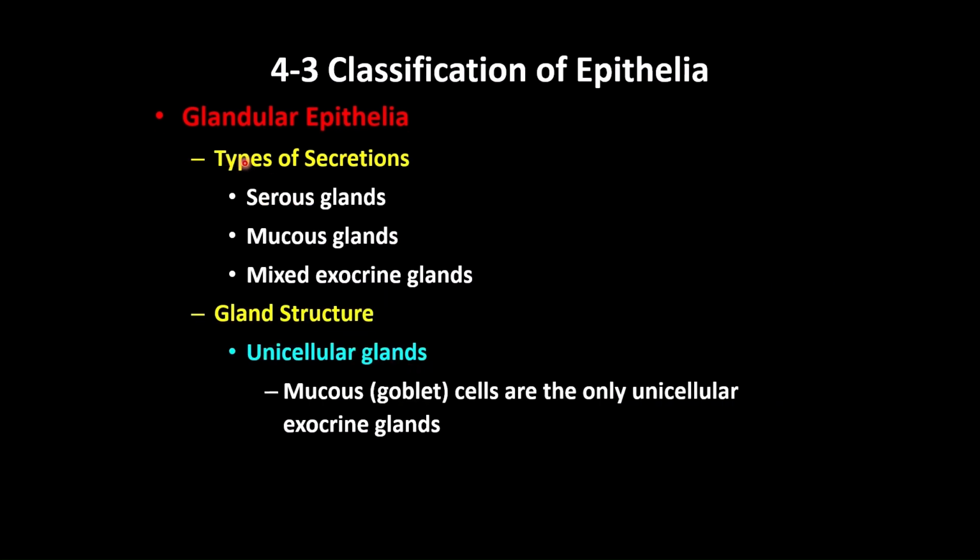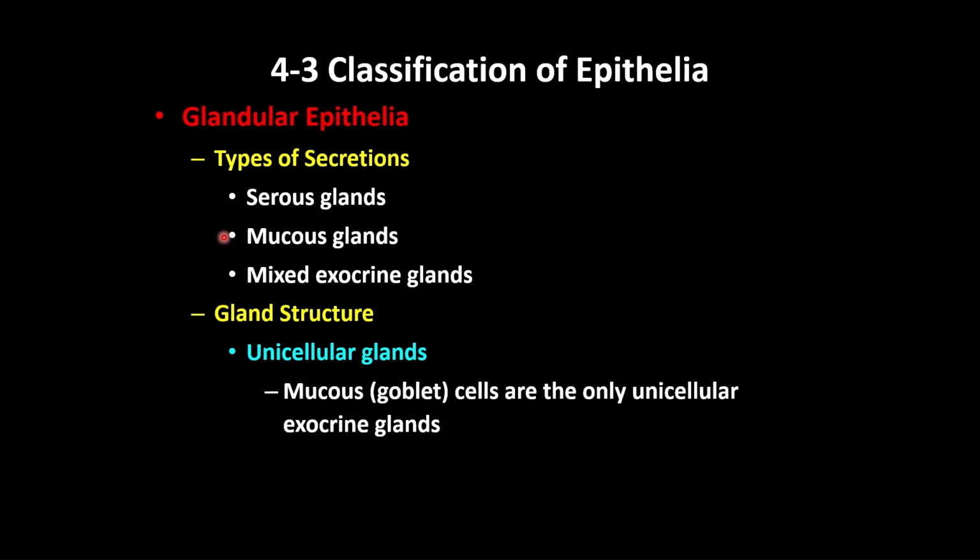The other type of classification of the glandular epithelium is based on the secretions. Some of them produce serous fluid, called serous glands. The fluid is very clear and very slippery, and they are located in the body cavities to reduce friction between two organs, usually organs that are mobile, for example, the stomach and intestine, heart, and lungs.